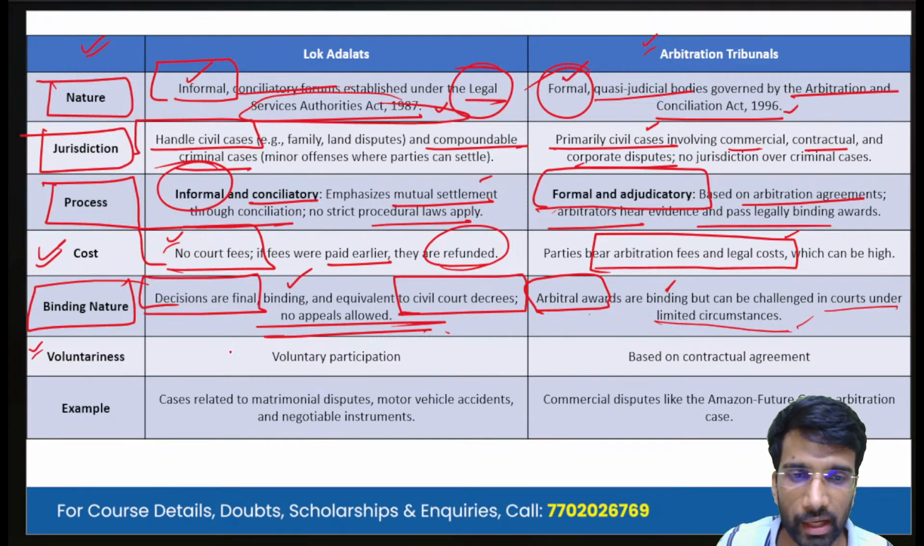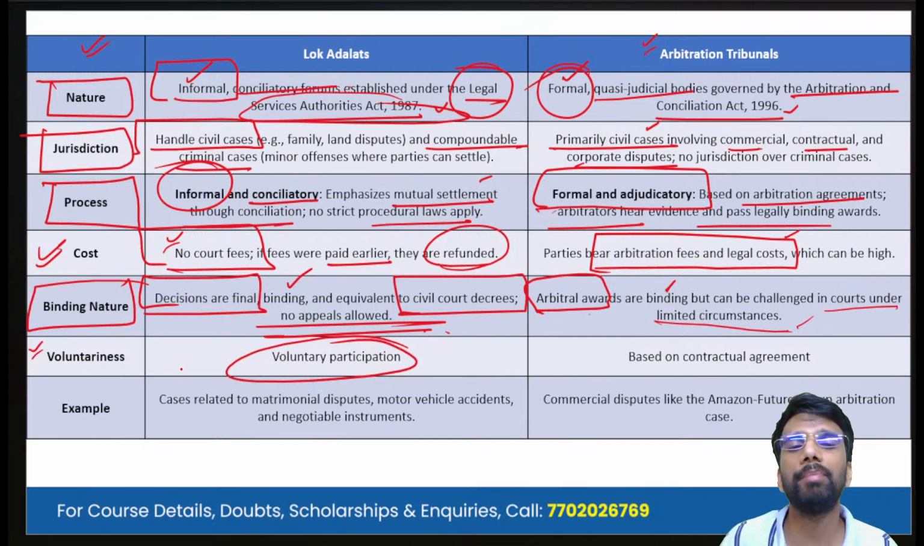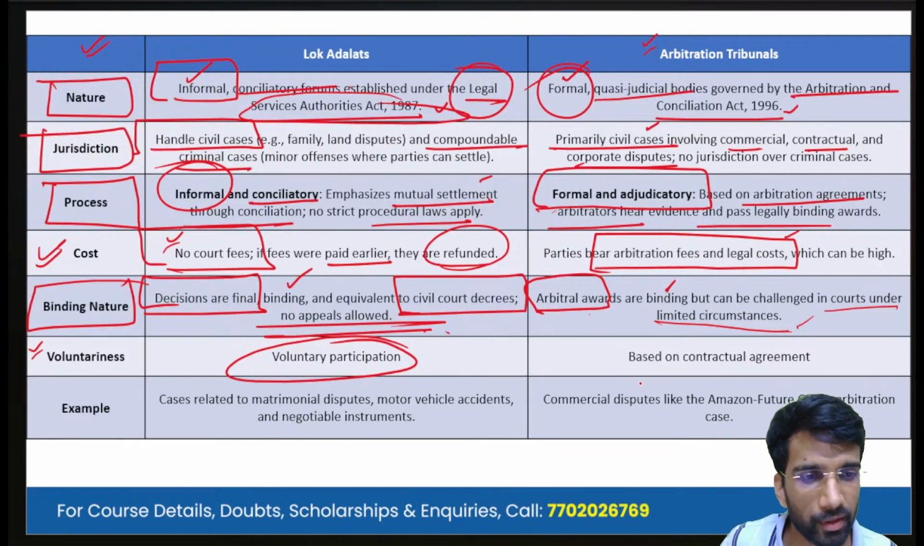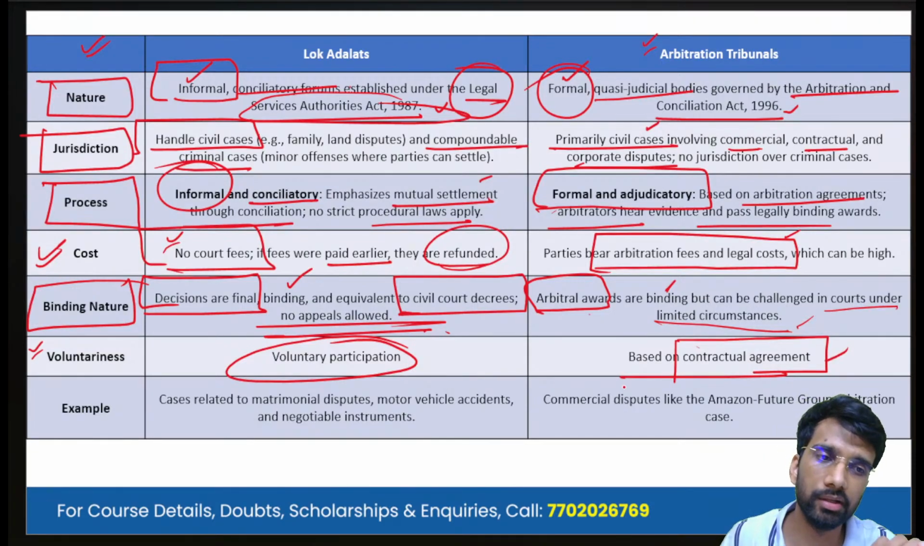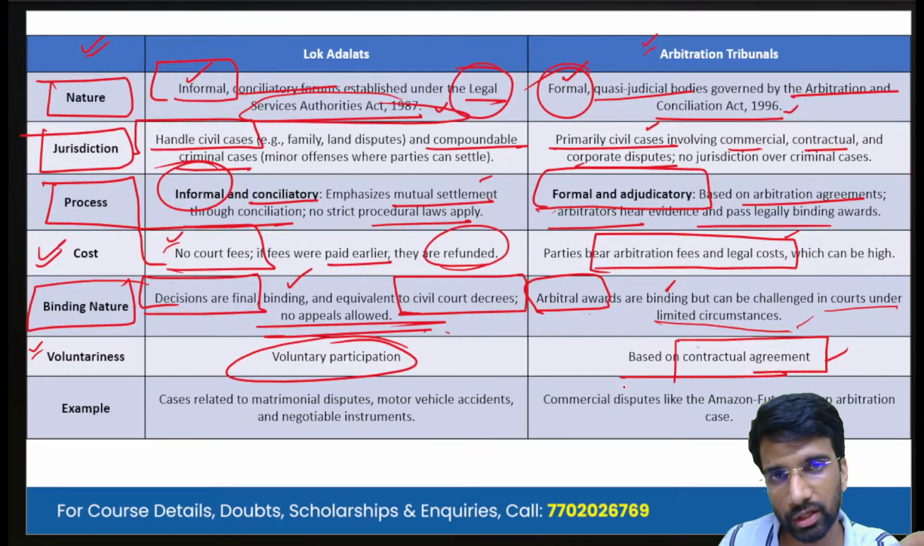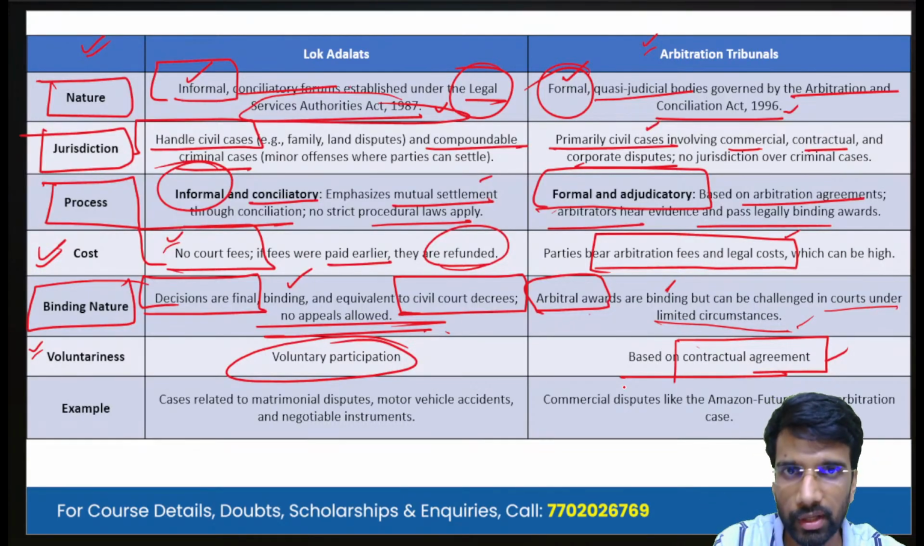The voluntariness: there is voluntary participation in the Lok Adalats. In the case of arbitration tribunals, there is a contractual agreement. If in the contract it is written that the parties will go to the arbitration tribunal for any disputes that may arise, then the parties have to go to the arbitration tribunals.